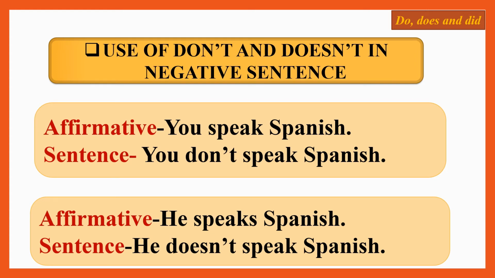Now look at the second example. He speaks Spanish. Here the subject is he. So we will use doesn't in our sentence. Doesn't is a short form of does not. So our sentence is, he doesn't speak Spanish.